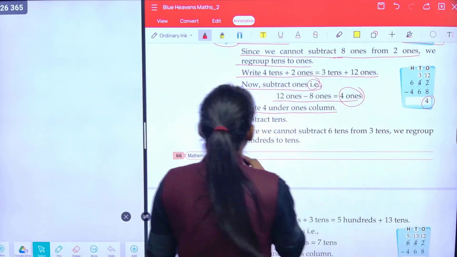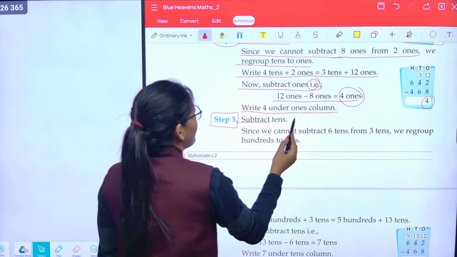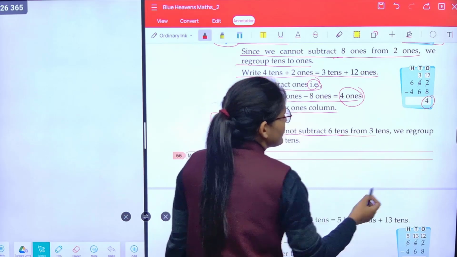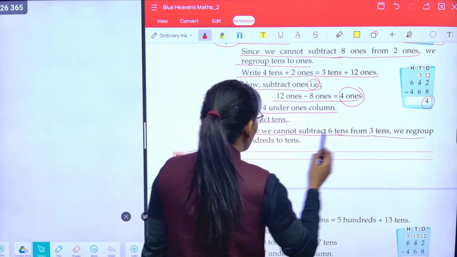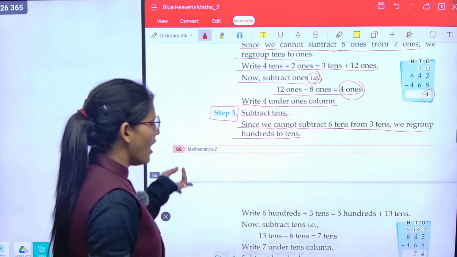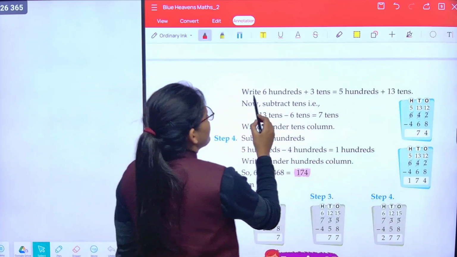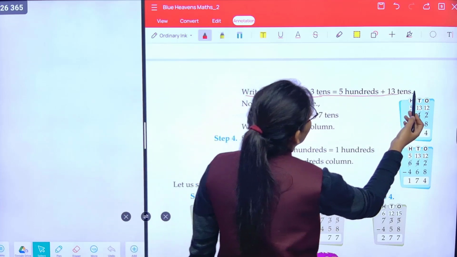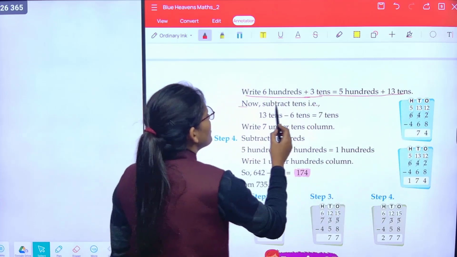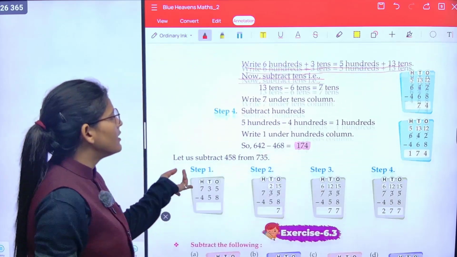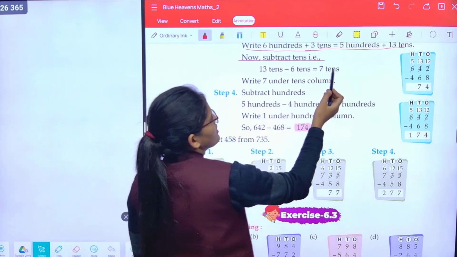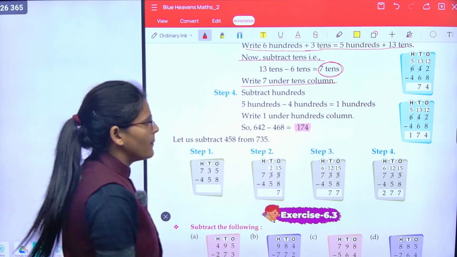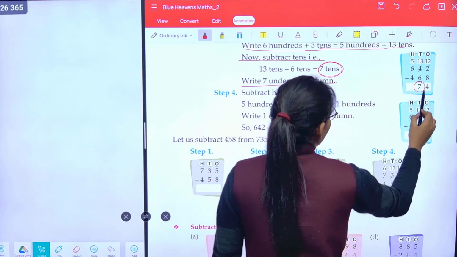Like this. Now step 3, subtract tens. Since we cannot subtract 6 tens from 3 tens, we regroup hundreds to tens. Now 6 hundreds plus 3 tens is equal to 5 hundreds plus 13 tens. Now subtract tens, that is 13 tens minus 6 tens is equal to 7 tens. Now write 7 under tens column like this.